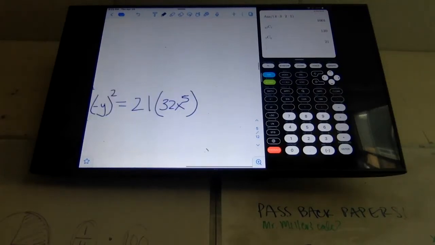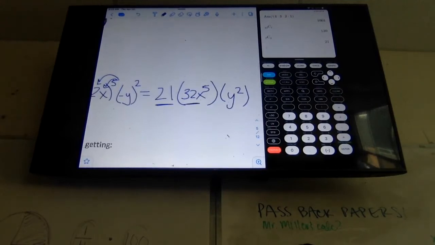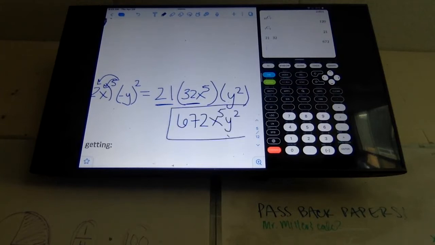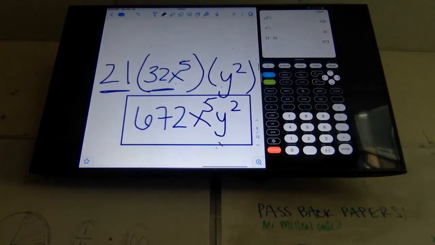y squared. Why does the negative go away? When you square negative 1, we get positive 1, right? All right, so now I multiply my 21 times my 32. I throw my x and my y on the end. 21 times 32, and I get 672 x to the 5th, y squared. All right, that wasn't too bad, was it?